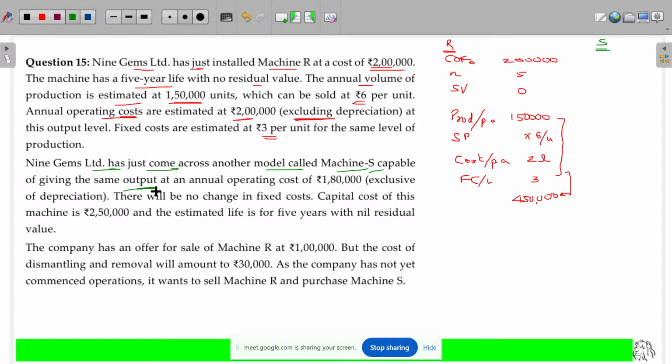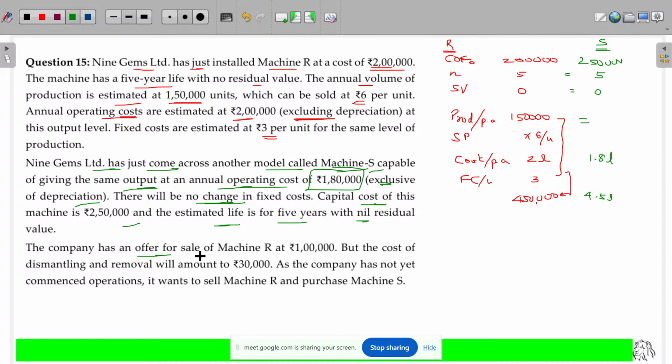It is capable of giving the same output, but the annual cost is only 1,80,000. Sir, machine R costs us 2 lakhs per year for operating, but this one is only 1.8 lakhs. You are saving 20,000, exclusive of depreciation. There will be no change in fixed cost, which remains 4.5 lakhs. The capital cost of machine S is 2.5 lakhs, and the estimated life is 5 years. The life is the same, no problem, and residual value is also 0.